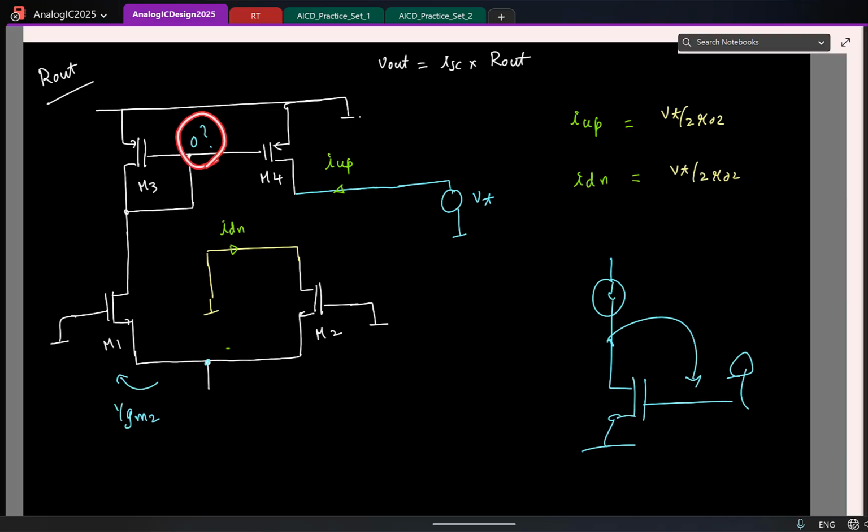So what is it, 0 or non-zero now? 0. Why 0? Because it is short circuit. What is short circuit? We are just calculating R out. There is no short circuiting here. We can't say right now. So when can you say?